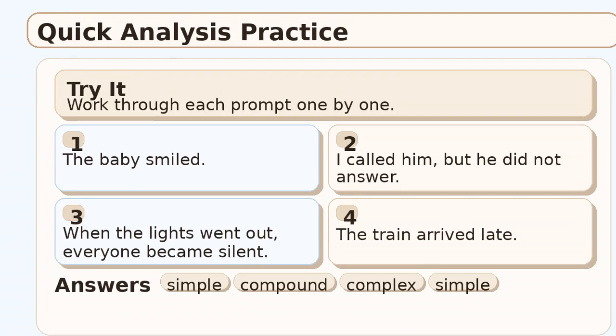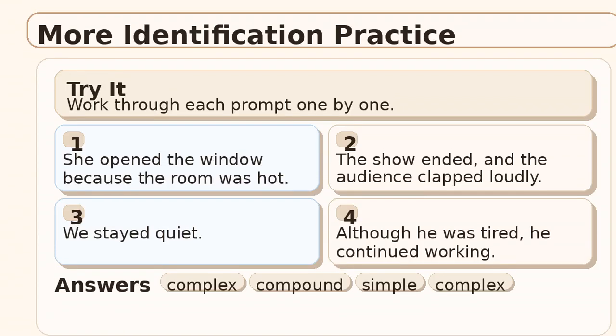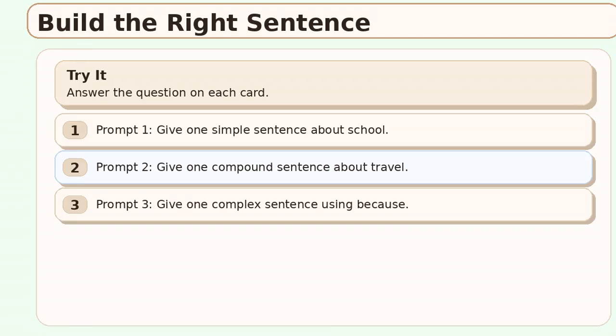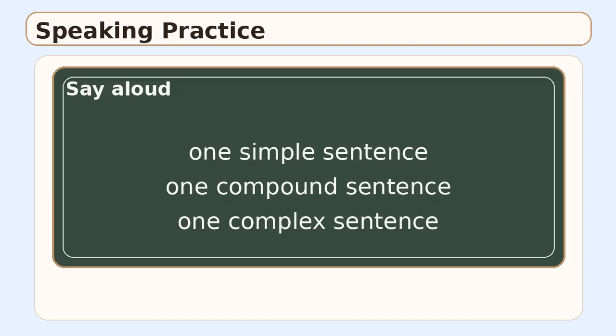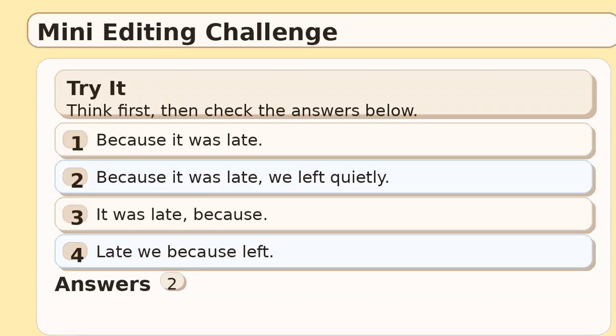Read each sentence and identify its type before checking the answers. Focus on clause structure, not on sentence length. Let us raise the level slightly. These examples are still manageable, but you must pay attention to how the clauses connect. Now try building the sentence type that is asked for. This is the kind of practice that turns passive knowledge into active skill. Pause the video and speak aloud. Try one sentence of each type. Speaking the patterns helps you remember them far better than only reading them. Which version sounds better and more complete? Choose the sentence that is grammatically stronger.